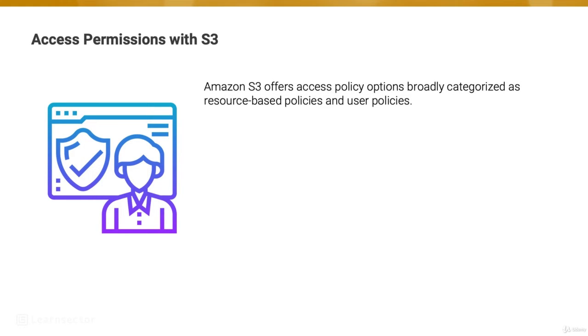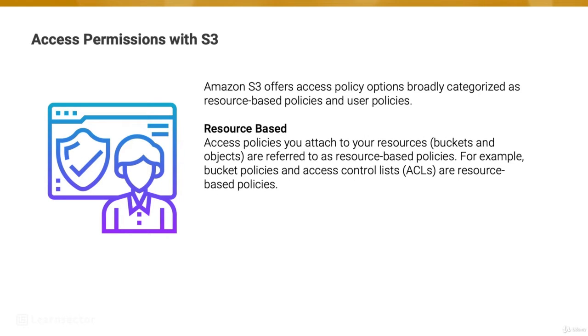Now, to manage restricted permissions in S3, S3 offers access policy options broadly categorized into two parts. First is resource based, and the other is user based policies. When we say resource based policies, what do we mean? We can create our own policies. We can write what type of access, up to what level, we have to provide to a particular user on that particular S3 bucket. Those policies can be directly attached to the S3 bucket.